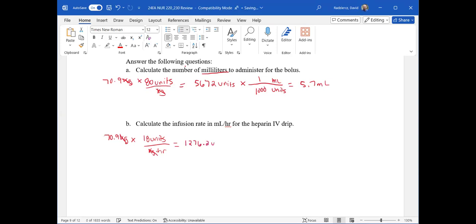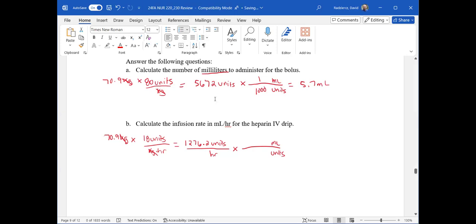1,276.2 units per hour. Now, again, it doesn't say units per hour. It wants to know how many milliliters per hour. And so what we're going to need to do is convert units to milliliters. And we have a way to do that.